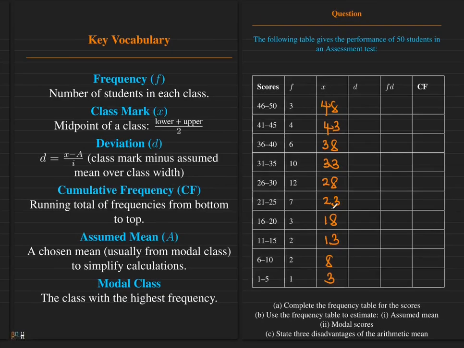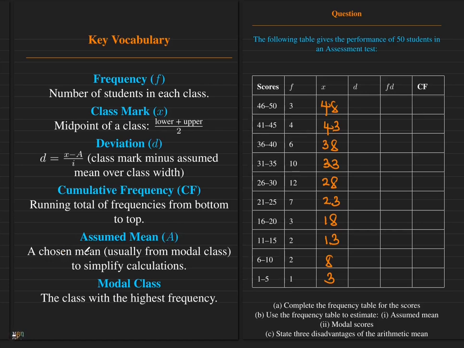So now that we are done with all of this, the next thing to do is the deviation. And as we said, if we want the deviation, then it is the x values minus the assumed mean, all over the class width. You see, so we know the x values now, we've gotten them. Now we need the assumed mean. So how do we get the assumed mean?